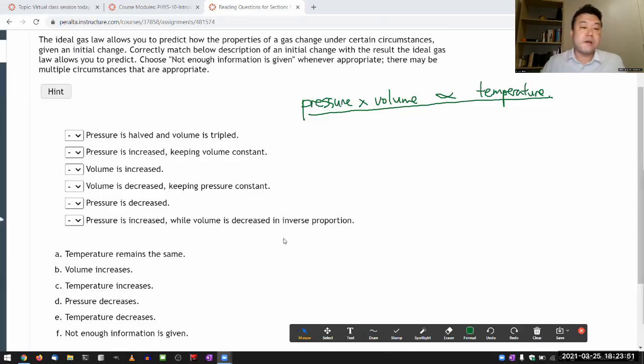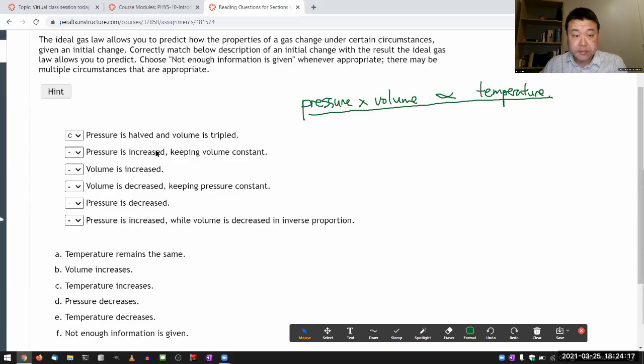It says pressure is halved and volume is tripled. So I'm looking at pressure and looking at volume. If this goes down by a factor of 2, that's what halved means. This goes up by a factor of 3. Then combined, the product changes by a factor of 3 halves, so it increases. So temperature would increase. That would be C.